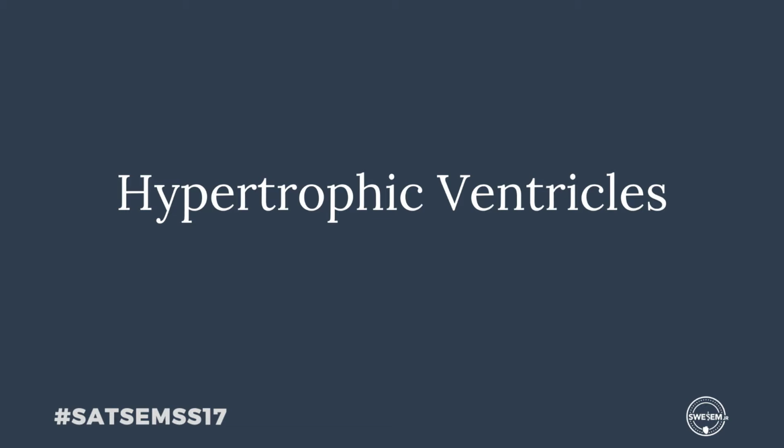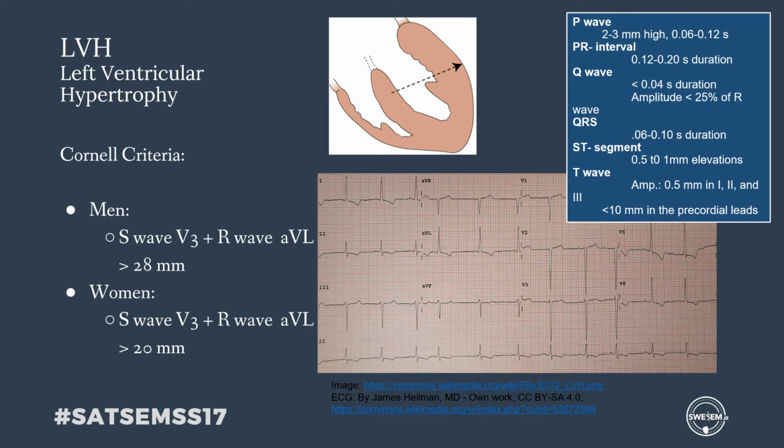The electrical axis here is helpful because it indicates when there is excessive electrical activity on one side or another that causes a deviation away from the normal axis. And by this we mean there's so much myocardium on one side of the heart that the electrical axis of the heart is shifted. So jumping into left ventricular hypertrophy.